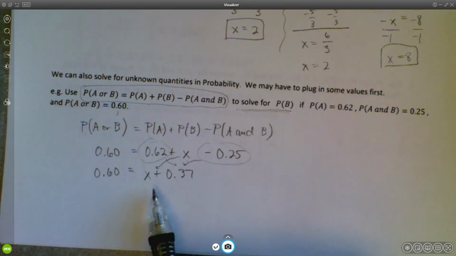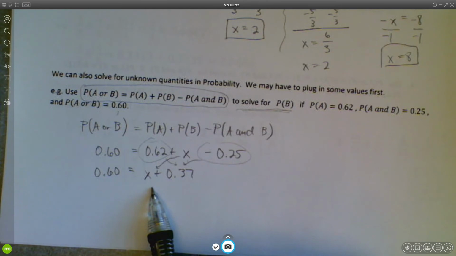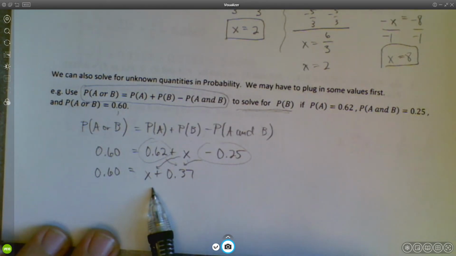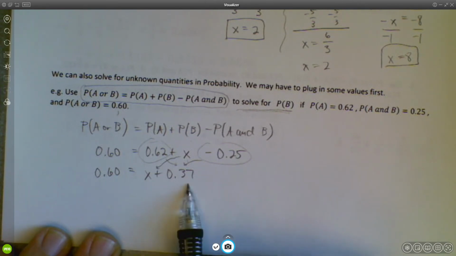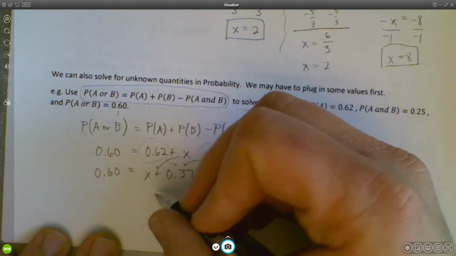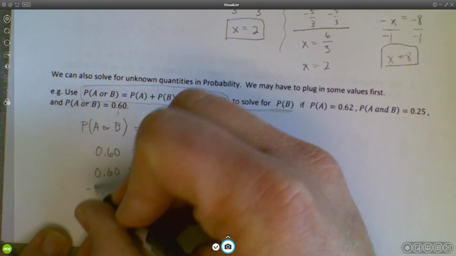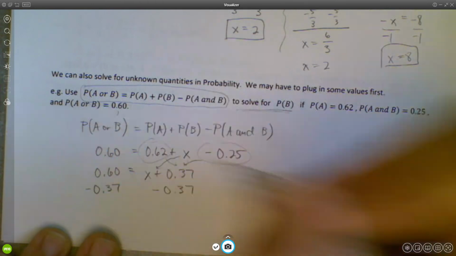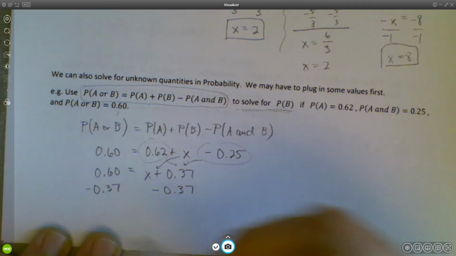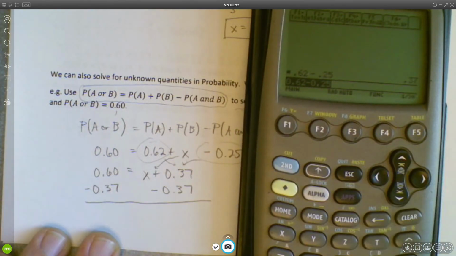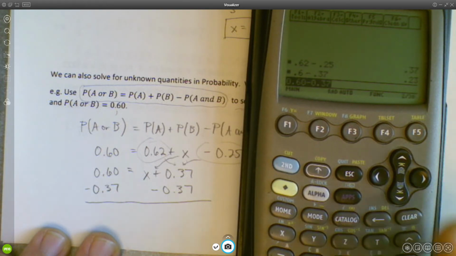Okay, now I need to get x by itself. So I need to undo the operations that are currently being done to the x. Currently I'm adding 0.37 to the x. I need to undo that by subtracting 0.37, which I'm allowed to do as long as I also subtract 0.37 from the other side of the equation. And once again, I'm just going to use my calculator. 0.60 minus 0.37 is 0.23.